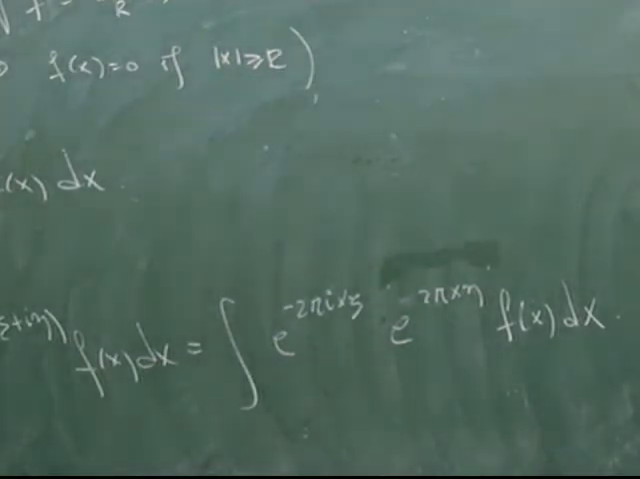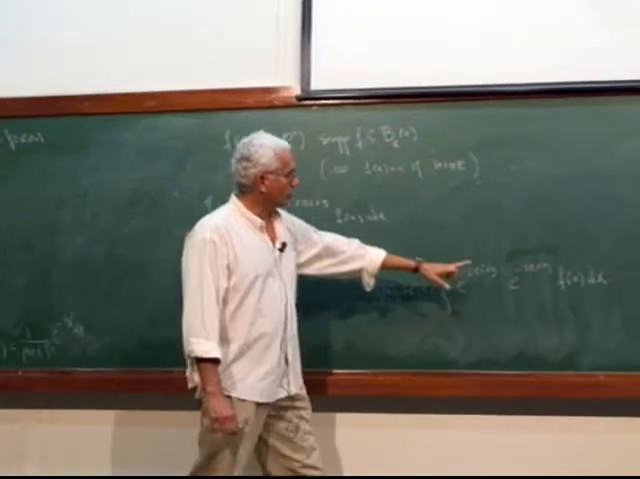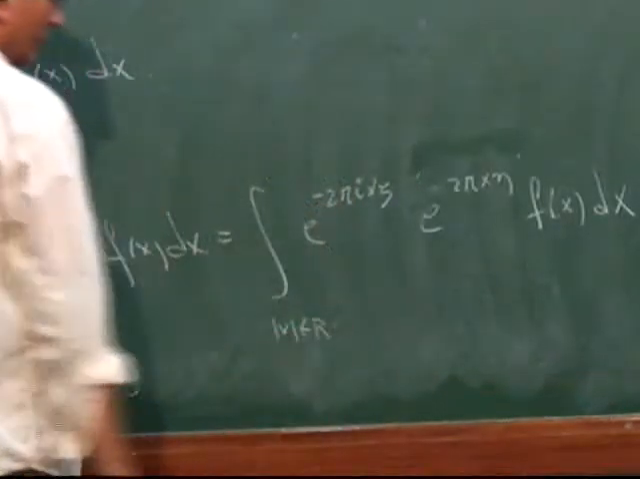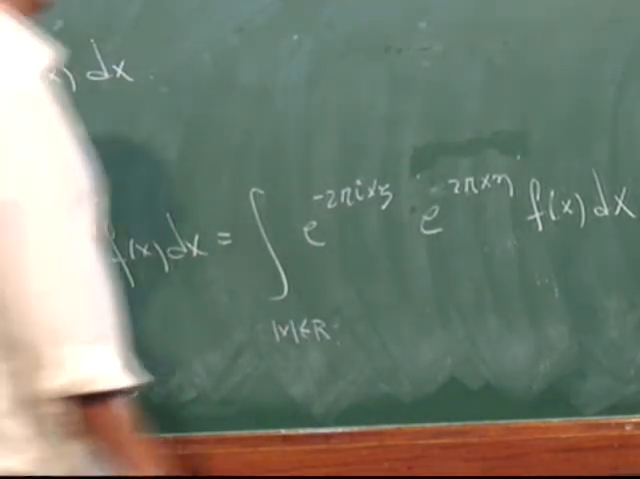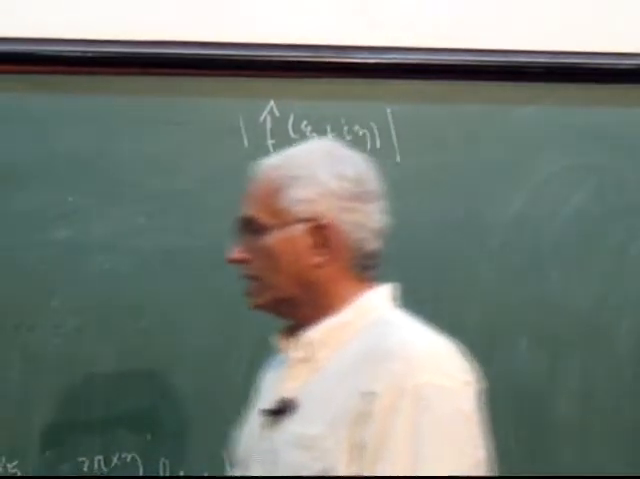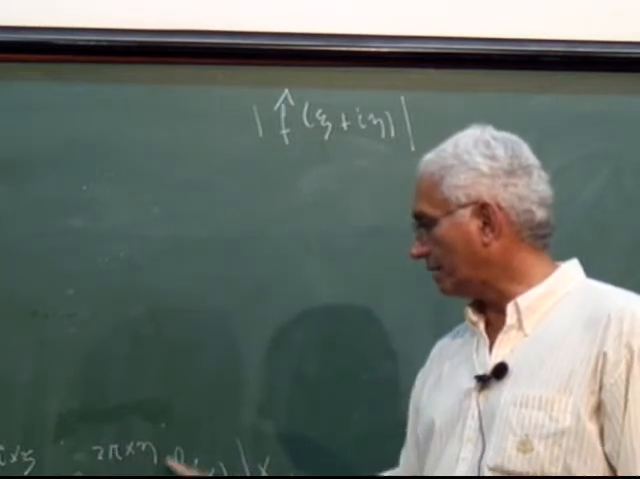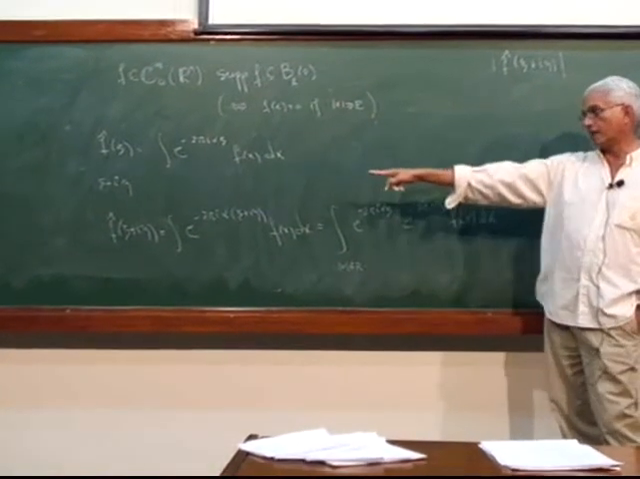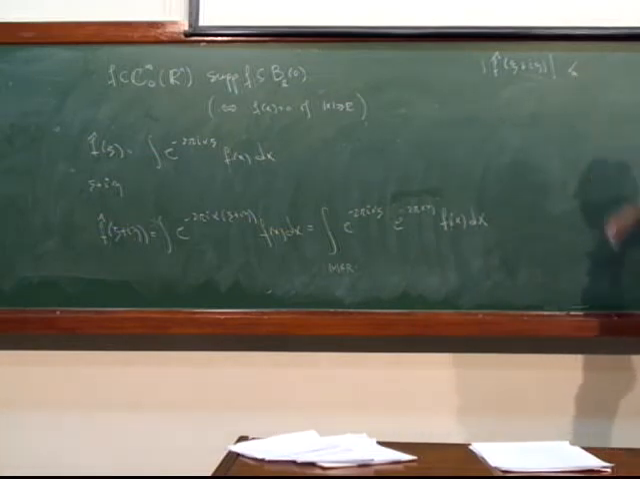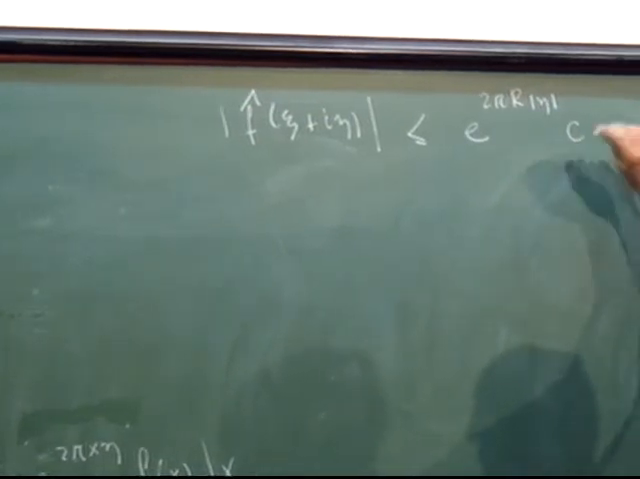Why is it not a big deal? Because this function has compact support. This integral is only in this ball. Therefore, the x here is only for x that are inside this ball. What is the value of this function? How big can this be? Well, if I put the absolute value inside, this part still has absolute value 1. How big can this be? Well, eta is part of our business. The x, the largest that it can be is r. Then this is less than the exponential of 2 pi r times the norm of eta, times some constant that depends on f.